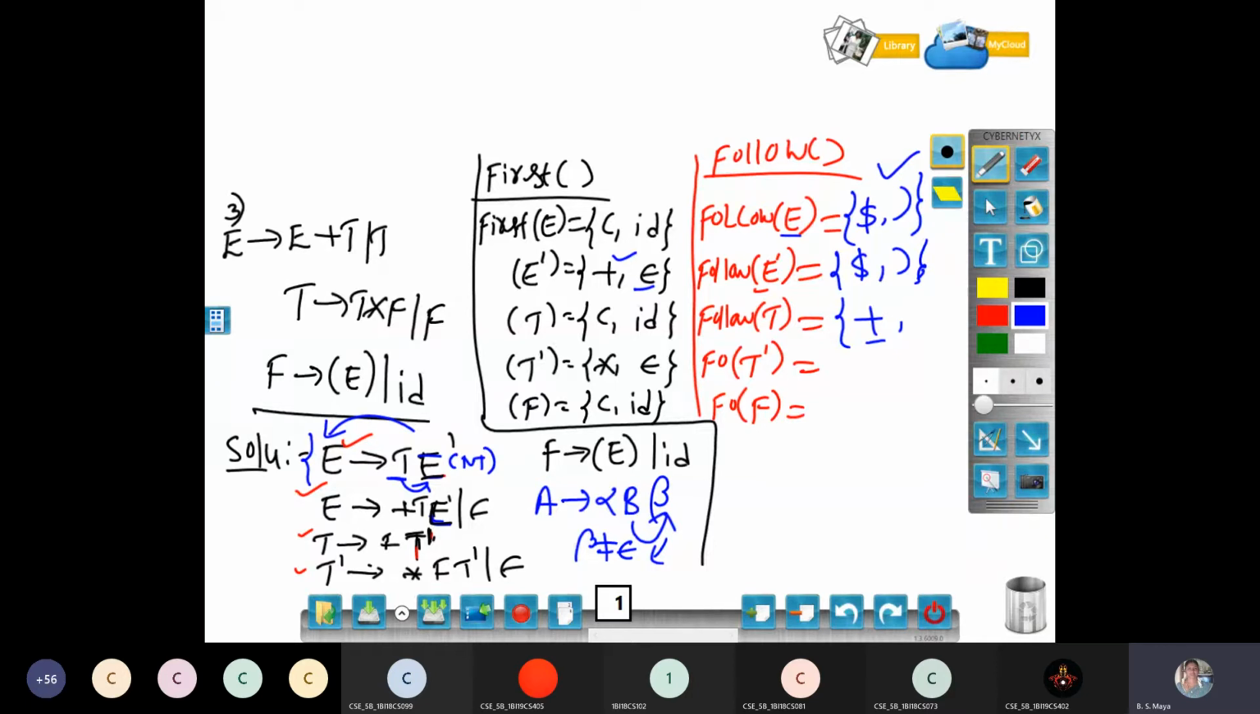I am computing follow of T. The E dash has plus and epsilon. I copy plus, and because of epsilon, that means follow of T is nothing. It looks like rule number 3. Rule number 3: the follow of T is nothing. If it is nothing, it should be copied from the head of the production of that grammar.